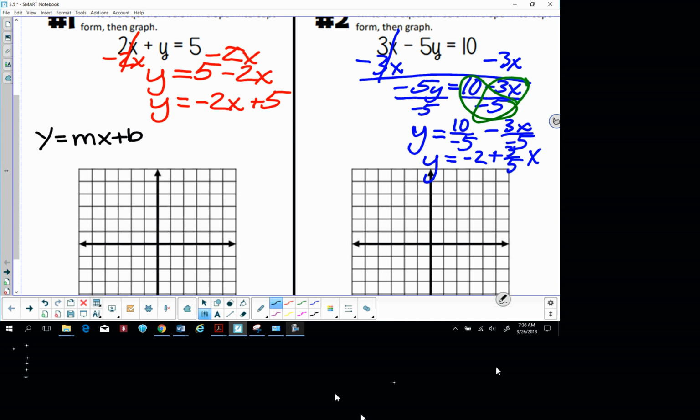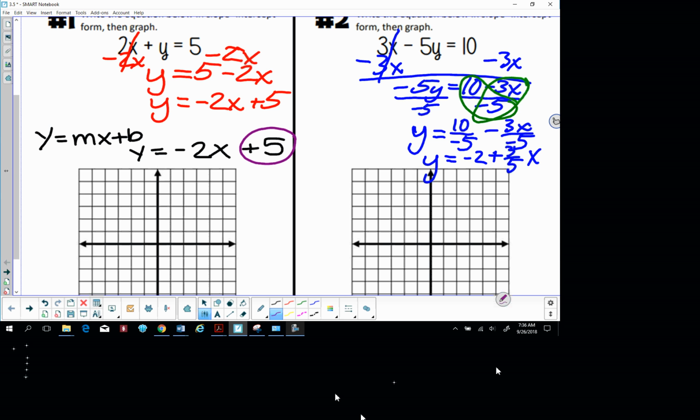So we're starting with the first one. We already got it into slope-intercept form: y equals negative 2x plus 5. The first thing you're going to do is plot the b. So what is our y-intercept here? What number would be our y-intercept? 5. So circle 5, maybe in a different color. I'm going to use purple.